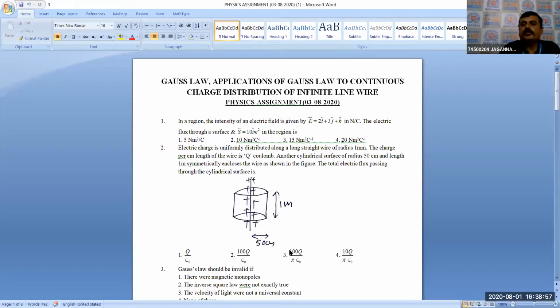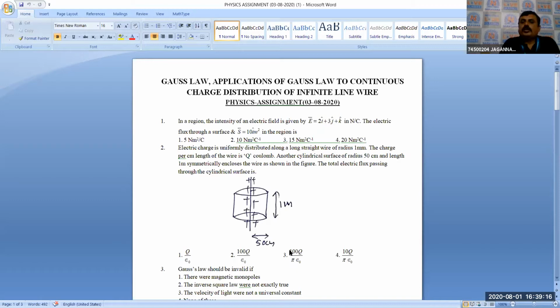Students, today it is given the 3/8/2020 assignment. In this assignment, I am showing the assignment now. Check it. The topic is Gauss law, applications of Gauss law to continuous charge distribution of infinite line wire. So the first question is given.